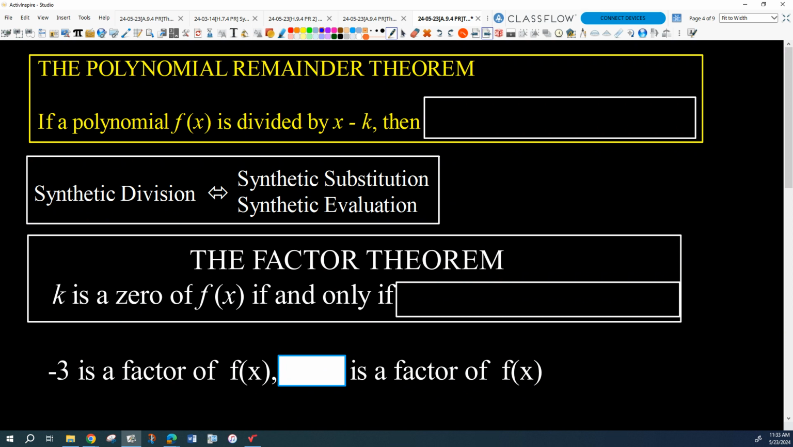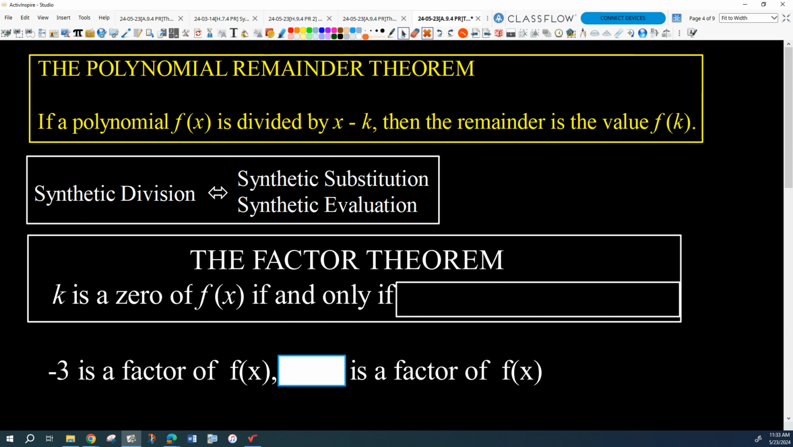If it's not a factor, I wouldn't get 0, right? What the remainder theorem tells us is that whatever I get in the remainder box, that's going to be the value of the function when I plug k in. So putting a k out in front could either be division if I'm doing synthetic division, or it could be synthetic substitution if I'm just plugging the value k into the function, right?